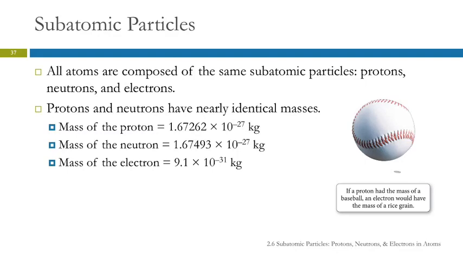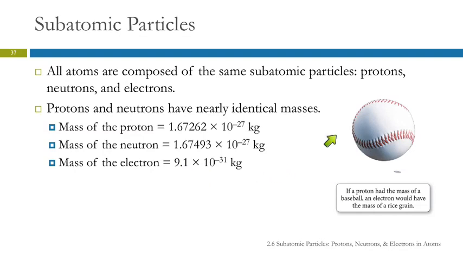Protons and neutrons have nearly identical masses, and for the purposes of Chem 1A, we can think of them as being the same size. Okay, they're very, very slightly different. Here's the mass of the proton, the mass of the neutron. Using that number might come up in a homework problem or a worksheet problem. It's not a number you need to memorize. The mass of the electron is significantly smaller.